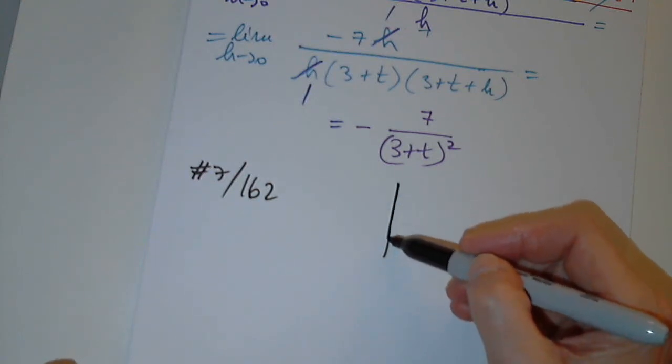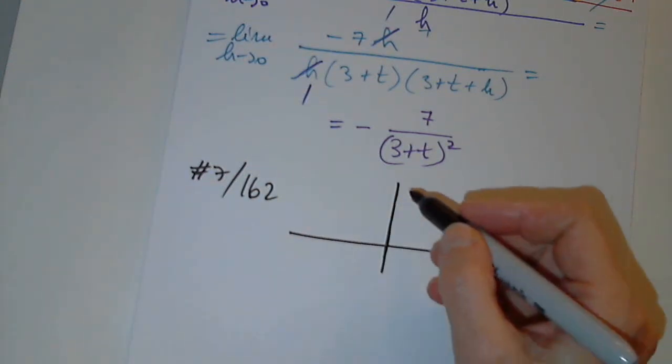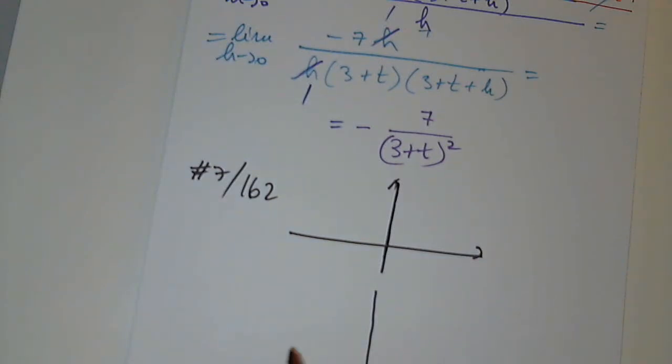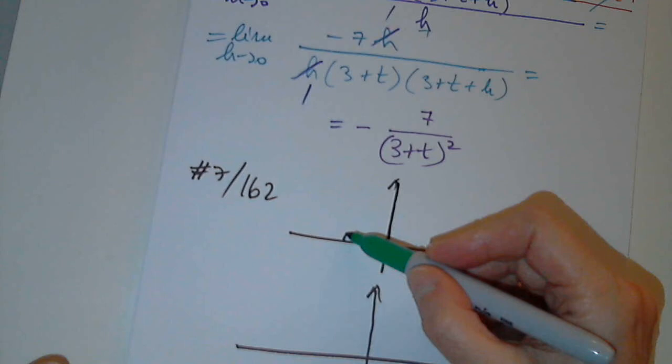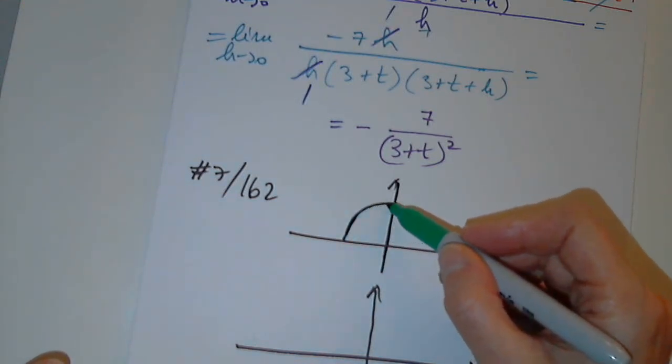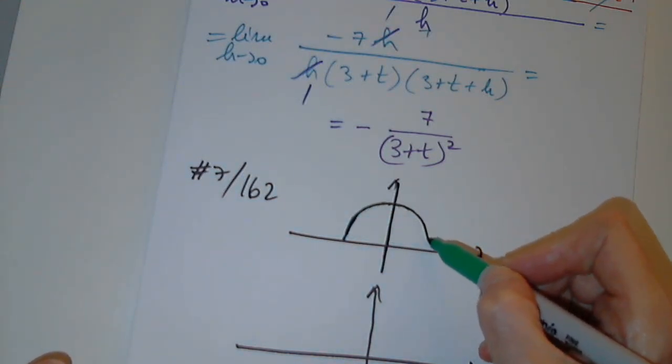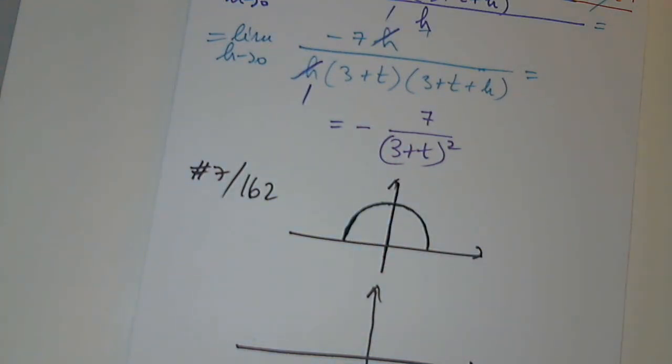Please leave room underneath the graph of the function, right here. The y-axes have to be identical, one under the other, please. Okay, so here's number 7. It's a semicircle. Okay, ready?